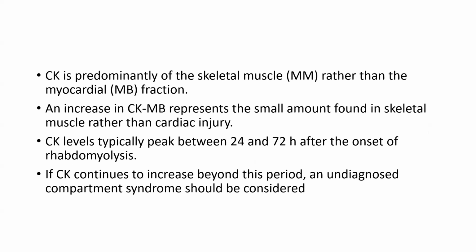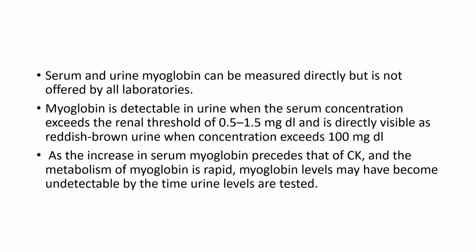Creatine kinase level typically peaks between 24 to 72 hours after onset of rhabdomyolysis. If creatine kinase continues to increase beyond this period, an undiagnosed compartment syndrome should be considered. Serum and urine myoglobin can be measured directly but this is not offered by all labs. Myoglobin is detected in the urine when the serum concentration exceeds the renal threshold of 0.5 to 1.5 mg per day, and is directly visible as reddish-brown urine when concentration exceeds 100 mg. The increase in serum myoglobin precedes that of creatine kinase, the metabolism of myoglobin is rapid, and myoglobin level may have become undetectable by the time urine levels are tested.